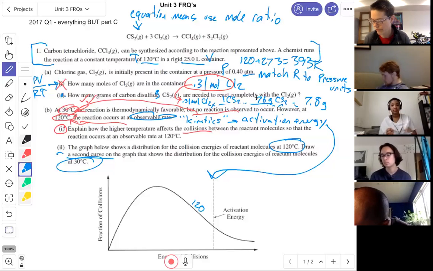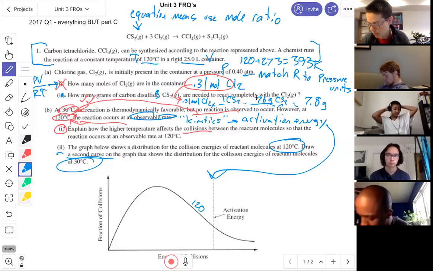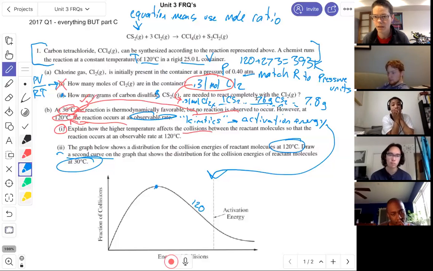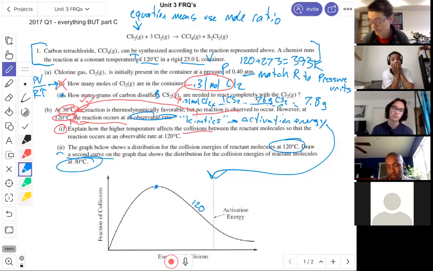All right, so the first thing, my point here, right? On a 30-degree graph, is that going to be shifted left or right? Right. At 30? 30 is a lower temperature. It'd be left. So it's going to be left. I see what you're saying. Lower temperature means fewer collisions. All right, so lower temp equals.